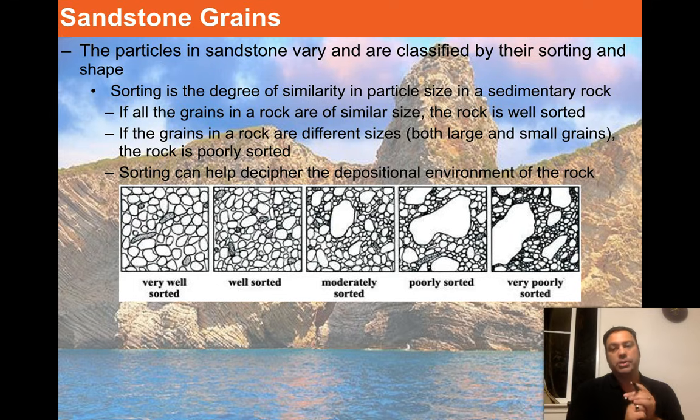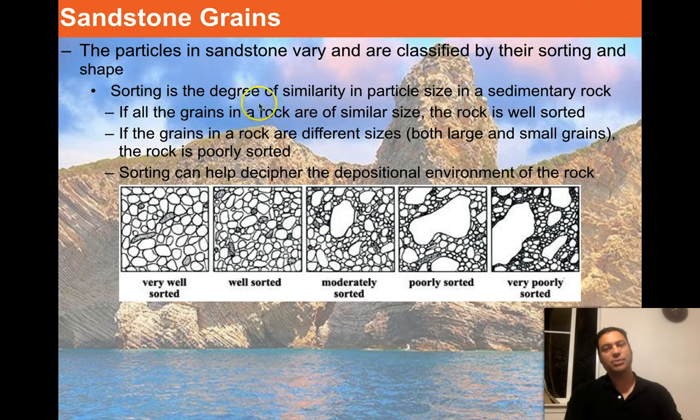All right. So there are some other things that we need to be aware of as we're going through sandstone. We're going to talk about the texture of the grains themselves. With mudstones, we don't really worry about it. They're so small that everything's just kind of uniformly small. There is some variability, but we're not going to get into that for those types of rocks. But for sandstones, we do need to know how to describe these different textures. So the particles in sandstone vary and are classified by their sorting and shape.